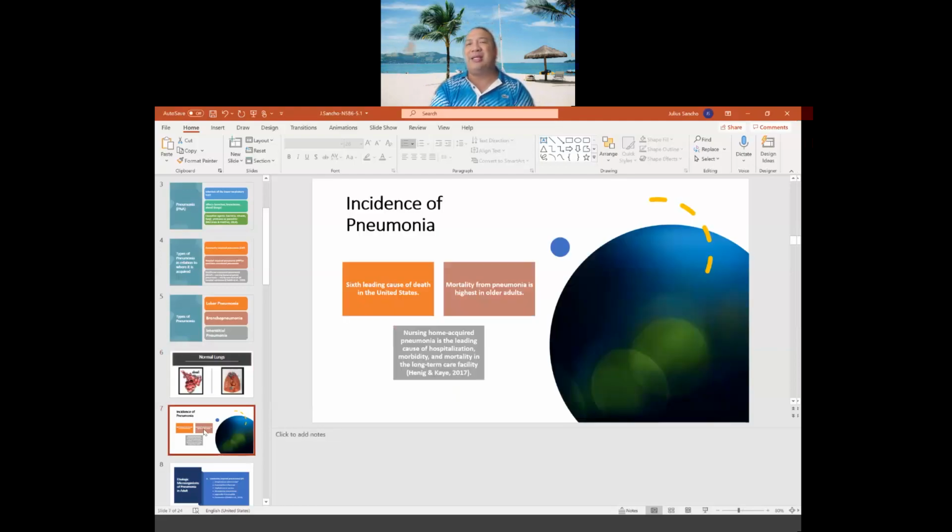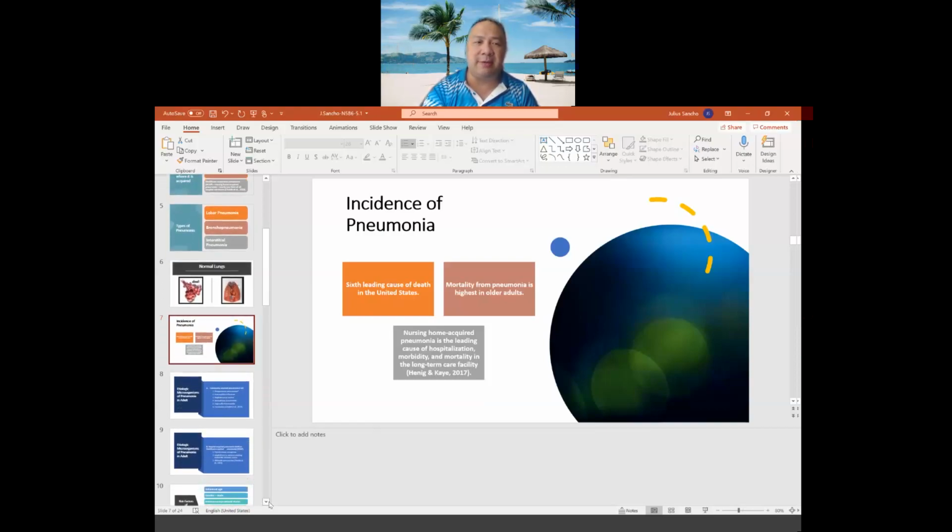So let's look at the incidence of pneumonia globally, or in the United States, where it is the sixth leading cause of death. Mortality from pneumonia is highest in older adults. And nursing home acquired pneumonia is the leading cause of hospitalization, morbidity, and mortality in the long term care facility. That's why we need to learn how to identify and manage pneumonia, especially in the nursing home setting.